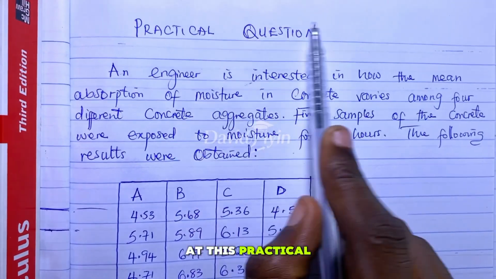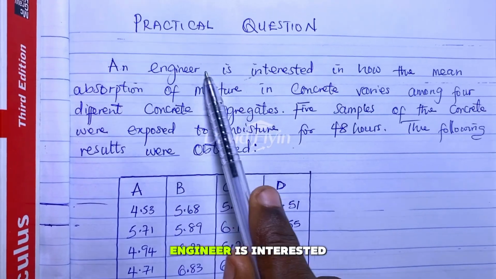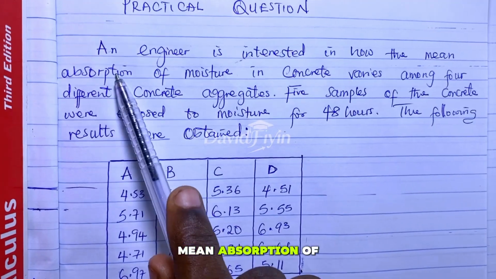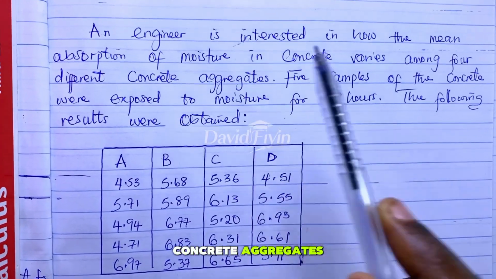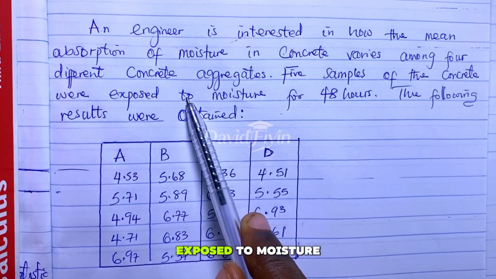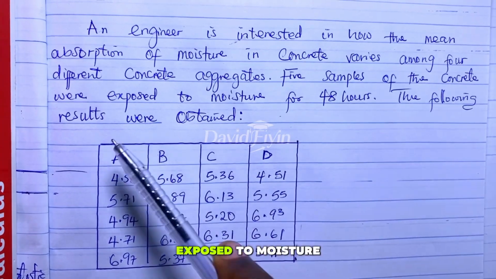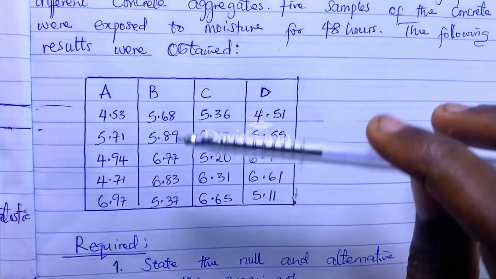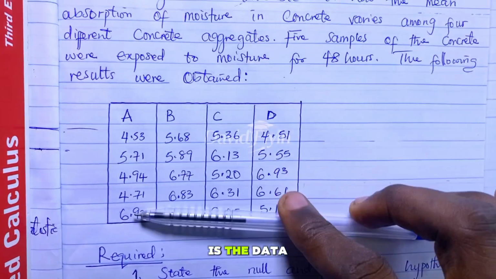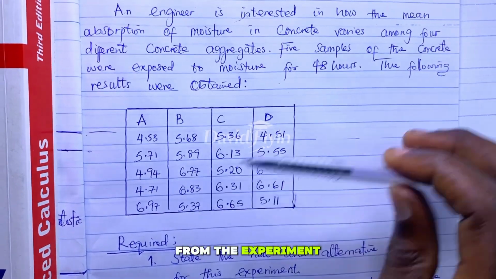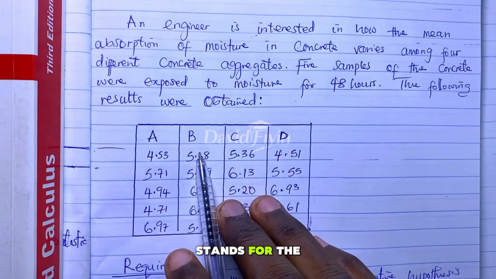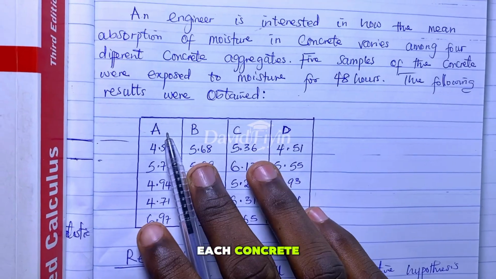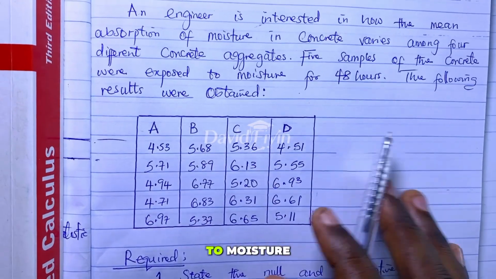Now let's look at this practical question. It says an engineer is interested in how the mean absorption of moisture in concrete varies among 4 different concrete aggregates. 5 samples of concrete were exposed to moisture for 48 hours. The following results were obtained. This is the data that was recorded from the experiments carried out by the engineer. Each treatment in this case stands for the moisture absorption of each concrete that was exposed to moisture.